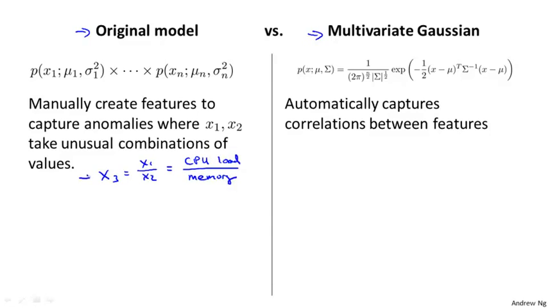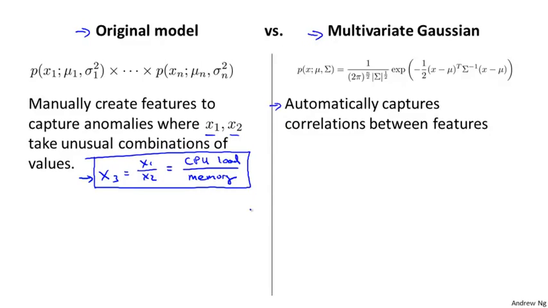And you need to create extra features if there's unusual combinations of values, where x1 and x2 take on an unusual combination of values, even though x1 by itself and x2 by itself looks like it's taking a perfectly normal value. But if you're willing to spend the time to manually create an extra feature like this, then the original model will work fine. Whereas in contrast, the multivariate Gaussian model can automatically capture correlations between different features.